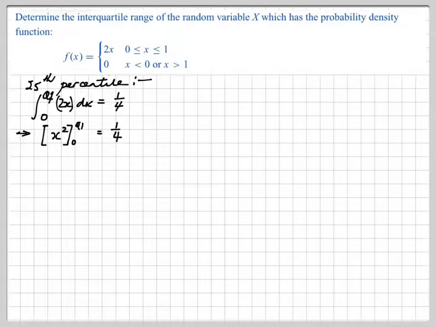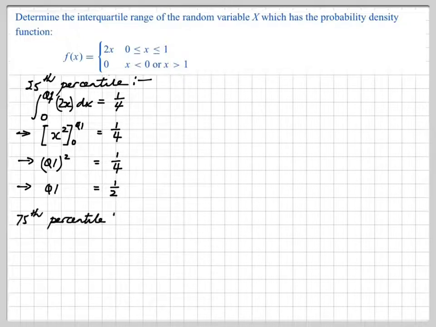So we're saying x squared, which is the integral of 2x with respect to x, from 0 to Q1 gets us 1/4. Come on, plug and play. Q1 squared minus 0 squared equals a quarter. So if Q1 squared equals a quarter, then Q1 equals a half, doesn't it? Yes, that's Q1.